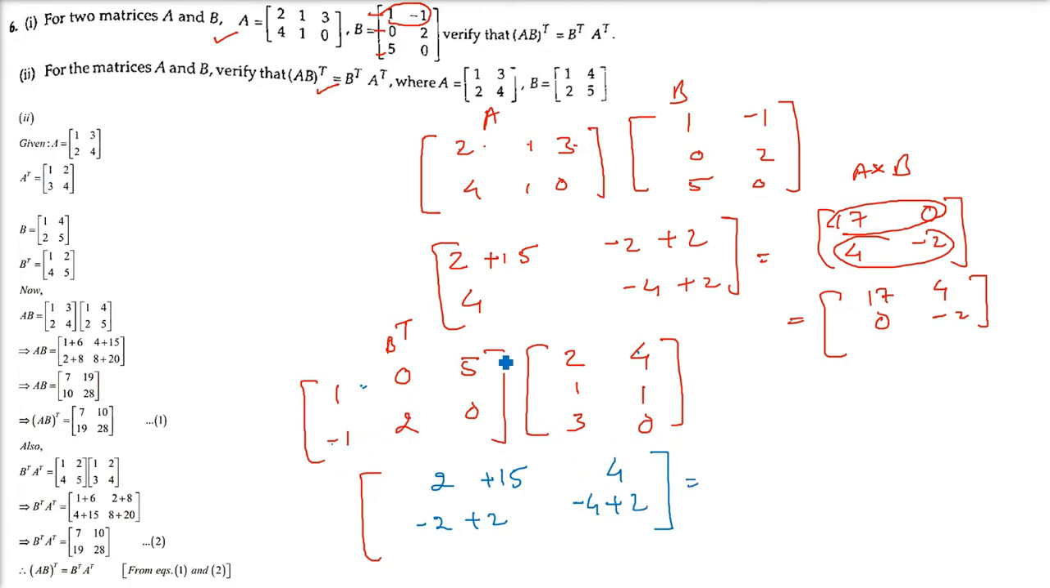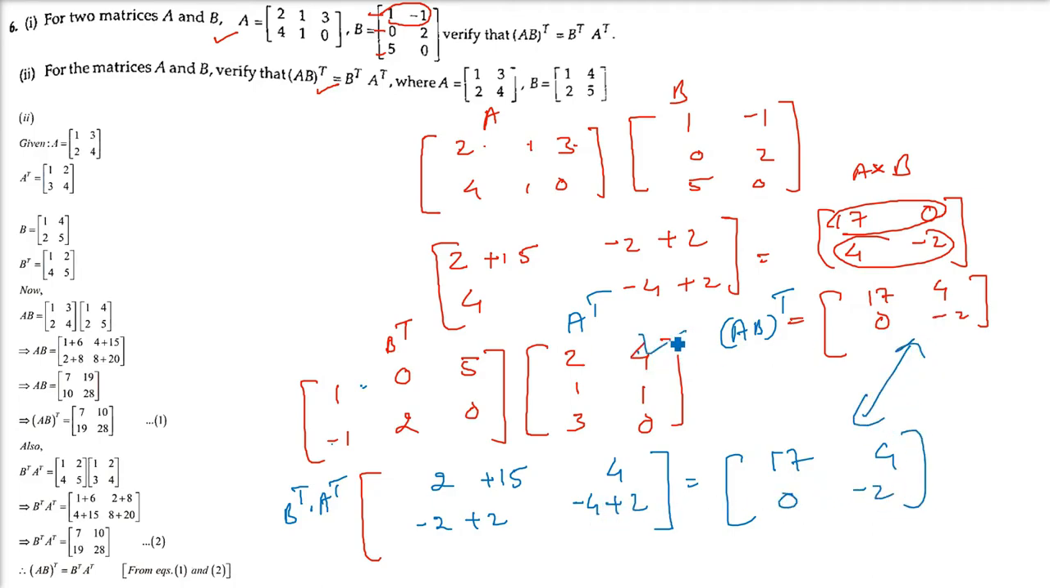So I am multiplying B transpose with A transpose. This was AB transpose. So this becomes 17, 4, 2 minus 2 is 0, 4, 2 minus 4 is minus 2. Are they same? Yes, they are same.